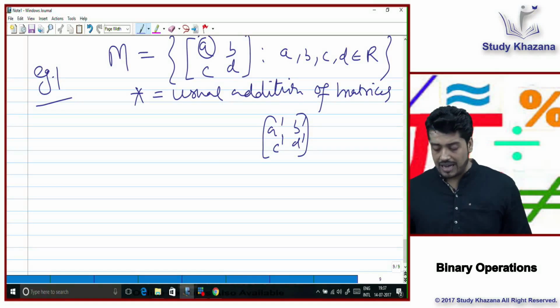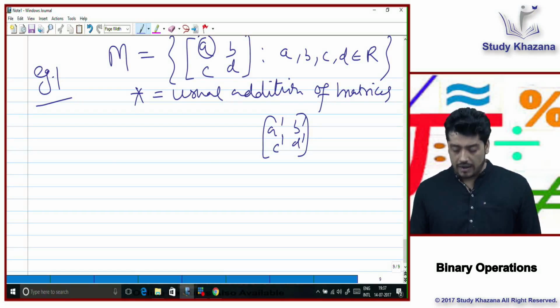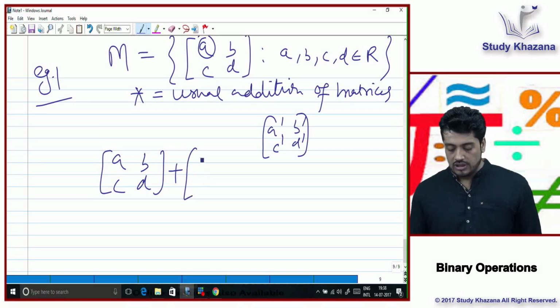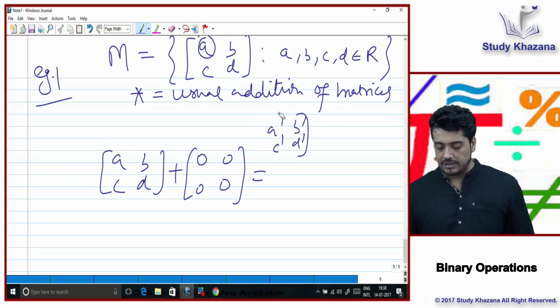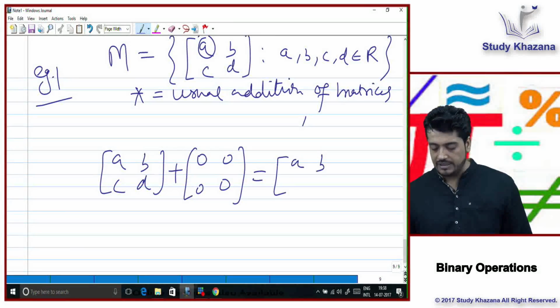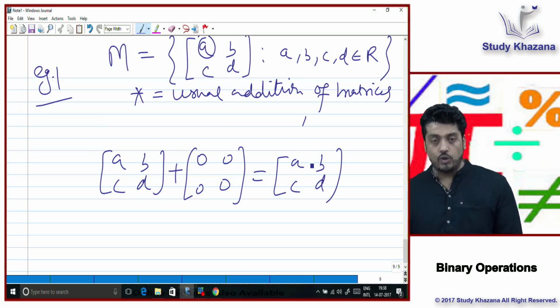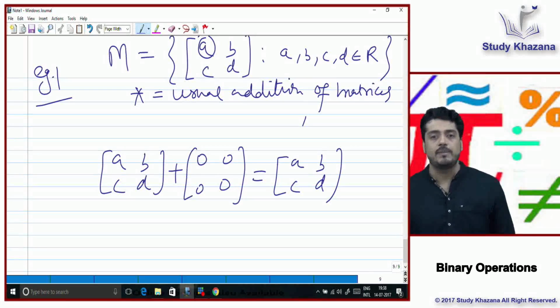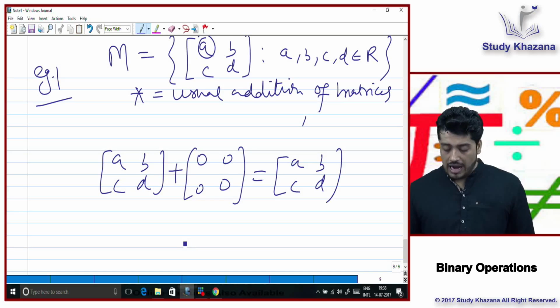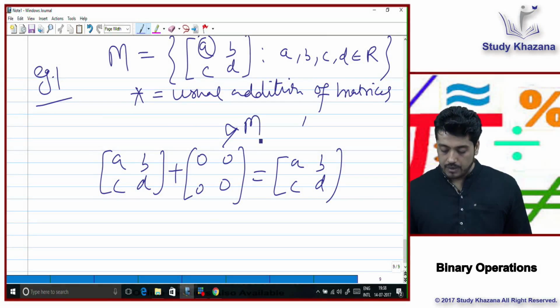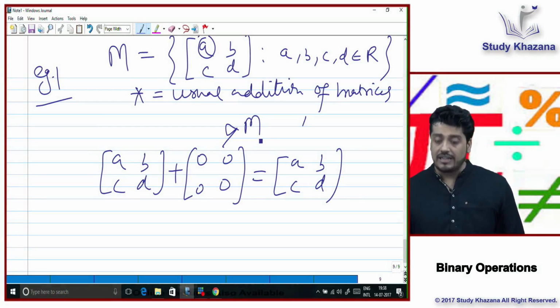So obviously in my last lecture I have explained about identity. I have shown that any matrix [a, b; c, d] added to [0, 0; 0, 0] will again give rise to the same matrix [a, b; c, d]. Why? Because a plus 0 is same as a, b plus 0 is same as b, c plus 0 is same as c, and d plus 0 is same as d. So therefore what I have observed, and this is again a member of M. Why is it a member of M?